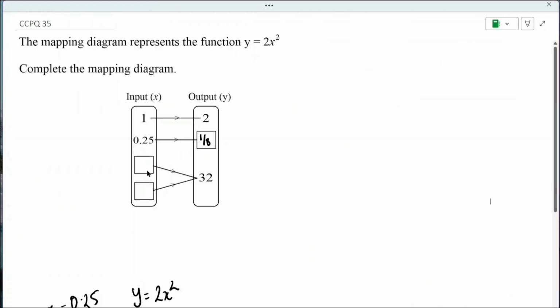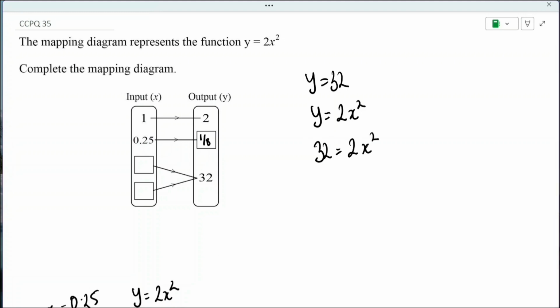To find the other boxes, we have our x's as unknown, both pointing to the same value for y. That's saying when y is 32, what are the values for the x's? The function equation says y equals 2x squared, and the value of y is 32. So we change this y to 32 and find x. So we have 32 equals 2x squared.